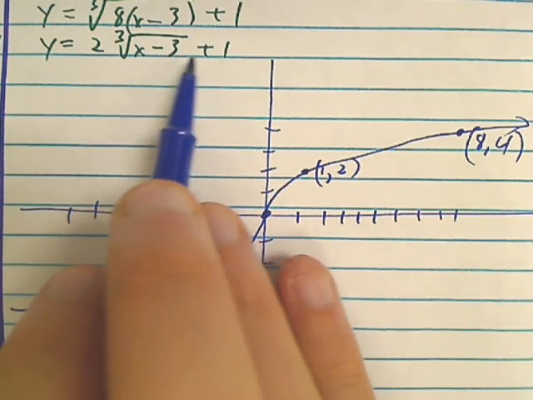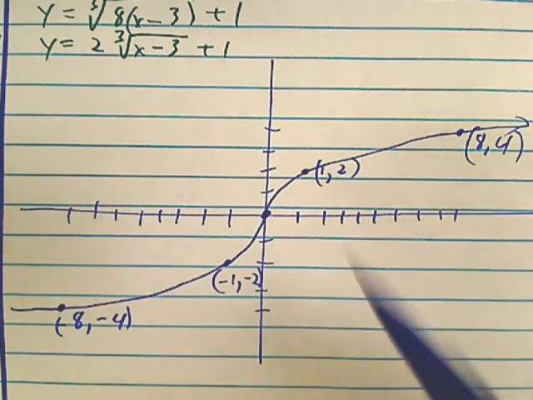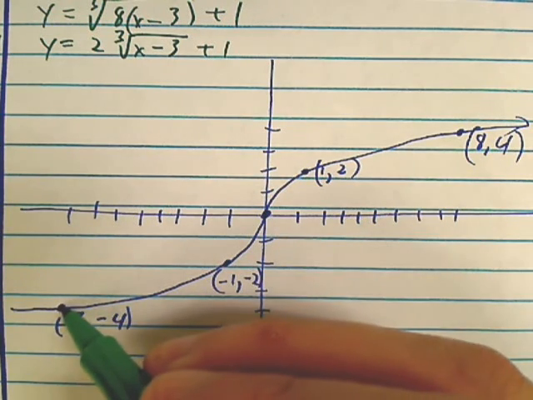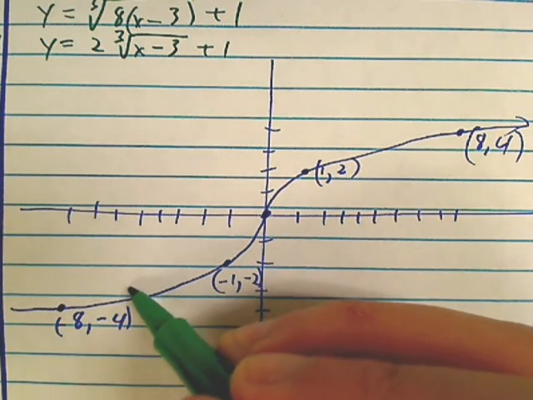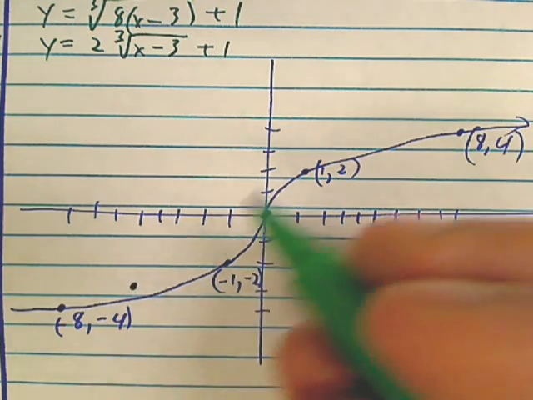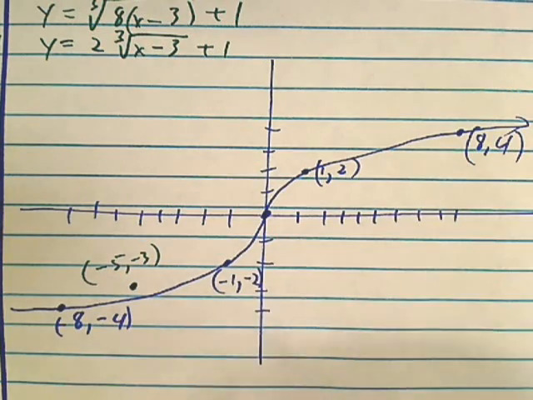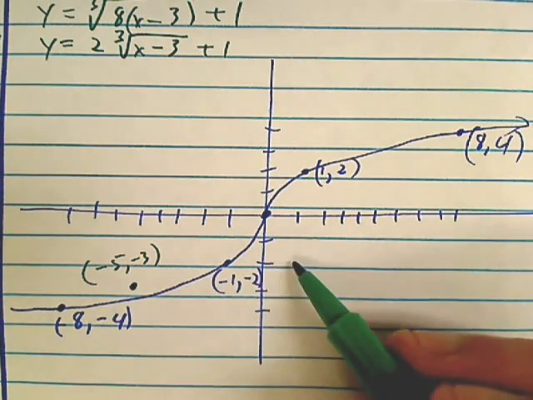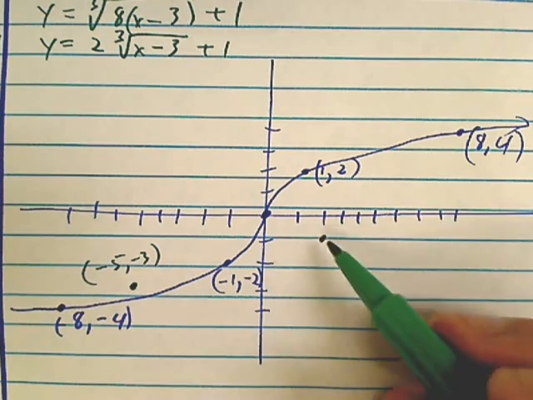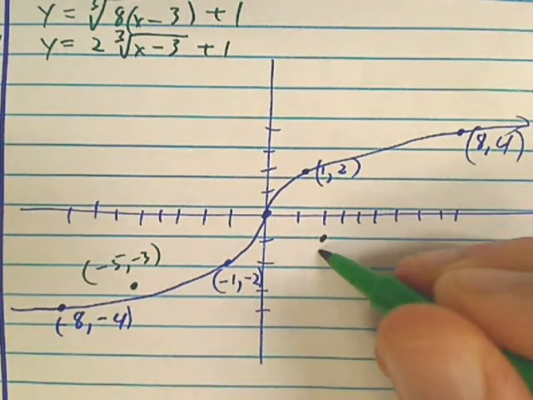-3 means right 3. +1 means up 1. So right 3 and up 1. So this point, right 3 and up 1. So that's at -5, -3. This point here, right 3, 1, 2, 3, and up 1, 1. So that's at 2, -1.